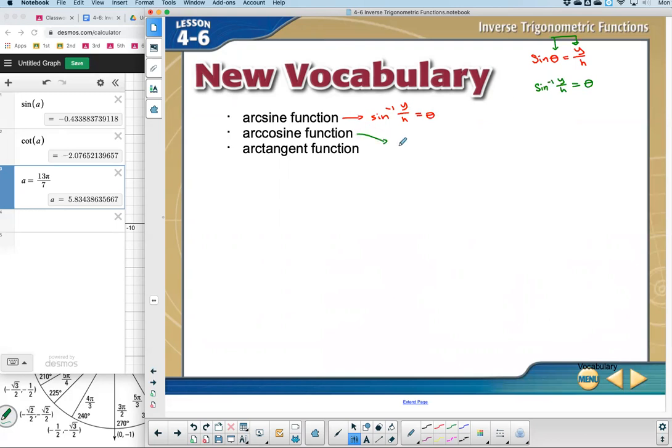Cosine would be nearly the same except for, excuse me, arc cosine. There we go. Arc cosine would be x over h. And then arc tangent.